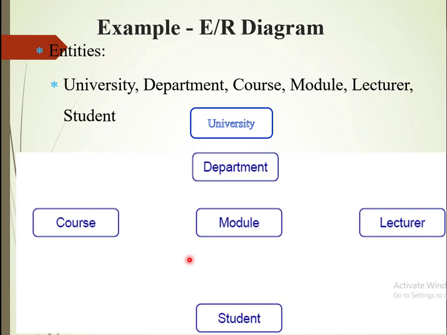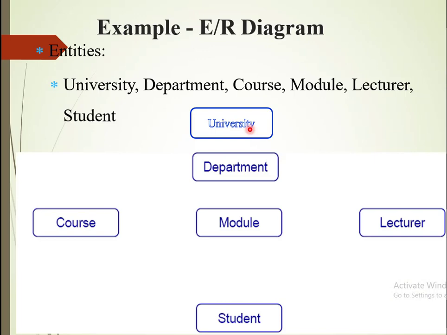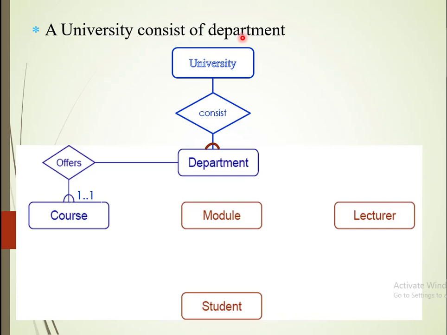So the next thing is to draw the entities. We normally use a rounded rectangle to represent the entities. We have mapped out the entities as university, department, courses, module, lecturer, and student. You may draw all of them together, or you may draw one at a time. We can begin by drawing the university. On the basis of our statement, a university consists of a number of departments, so we can begin with those two entities alone, university and department. We are going to draw the first entity for university.